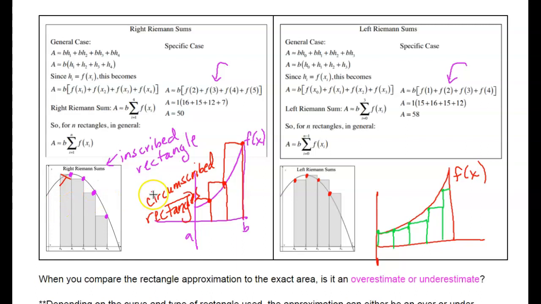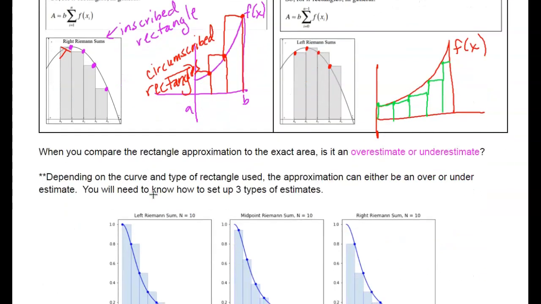All right. So one question that they might ask is they might just set up a Riemann sum and have you compare, are they going to be compared to the exact area? Would it be an overestimate or an underestimate? Okay, so keep that in mind. It really depends on your curve. If they're inscribed, it's typically an underestimate. If they're circumscribed, it's typically an overestimate.